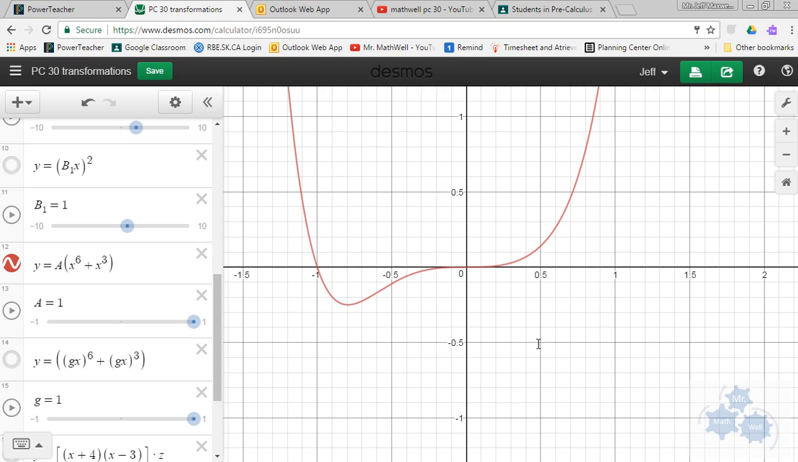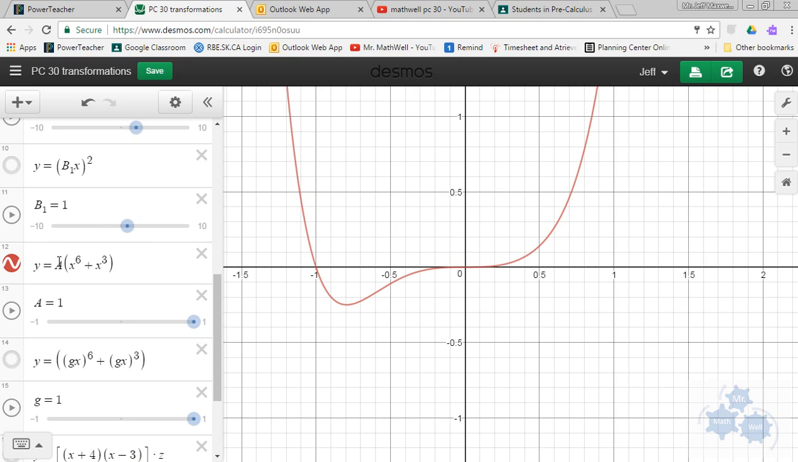But what we're going to see is that if a is 1 right now, we have y equals x to the 6th plus x cubed. Okay? So if I make a -1, what should happen? It's going to reflect, right? Is it going to reflect about the y-axis? Or is it going to reflect about the x-axis? Which one's it going to do? Very good. X-axis. Yes. Well, let's just see.